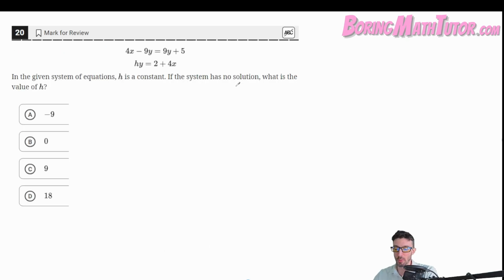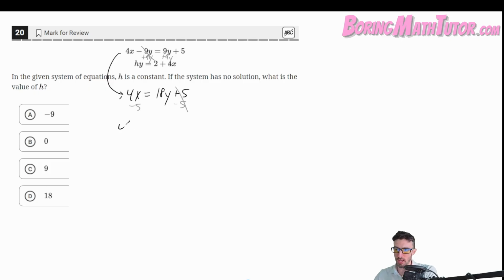This one here is a real banger. They are saying that it has no solution. The first thing that I'm going to do, though, is add 9y to both sides. That's going to clean up that top equation. That top equation is now just going to be 4x equals 18y plus 5. And then I am going to subtract 5 from both sides.